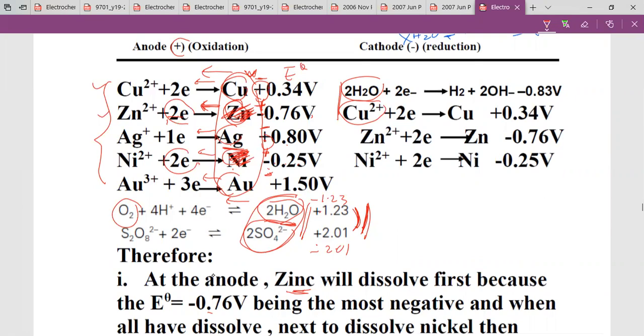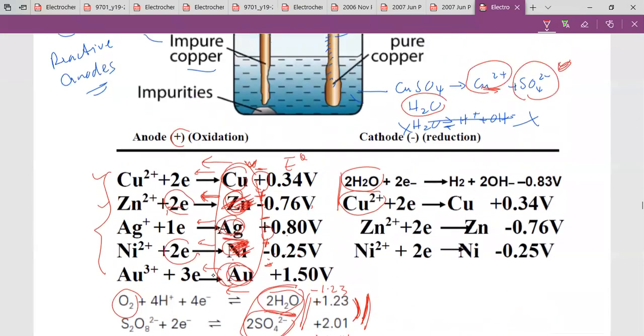So as copper dissolves more and more, these small bits of silver and gold will drop to the bottom, because the whole structure is basically copper. These are called a sludge, and it contains gold and silver. This is how they get gold and silver from impure copper. This is called anodic sludge, so this will drop at the bottom.